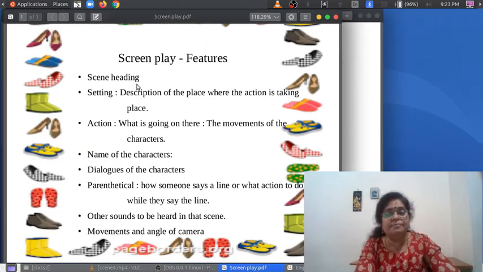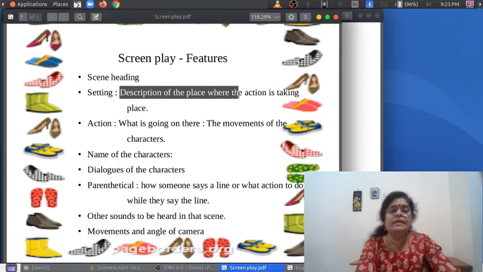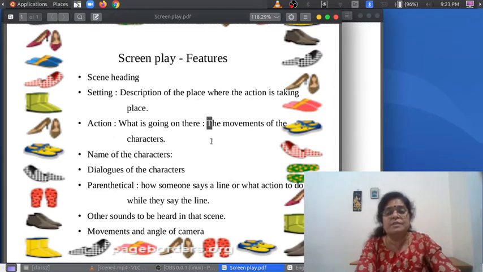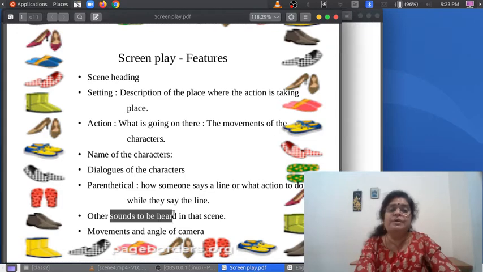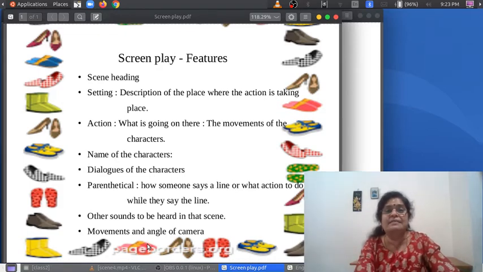There should be a scene heading, there should be the description of the place where the action is taking place, and the movements of the characters, the action of the characters. Then there should be the names of the characters, dialogues of the characters, how the dialogue is rendered, how the dialogue is said, and what are the actions one should use with the dialogues, and what are the other sounds to be heard in the scene, and what are the movements of the camera, how the camera is placed, is it a long shot or a close-up shot, or a middle shot, etc. So all these things should be there in the screenplay. Then only the screenplay will become a guide to the cinema workers, film workers.